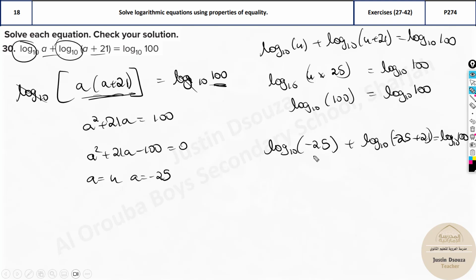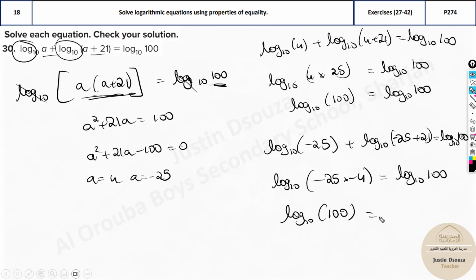In log, you can't have negative numbers inside, right? So this is undefined. But the problem is if you use the rules of log, it'll be negative 25 times negative 4, which is equal to log base 10 of 100. Now, practically this is true, isn't it? Minus times minus becomes plus, 100 equals log base 10 of 100. This is the dilemma. Now here you're getting the correct answer, it's equal. No, it's wrong. Why? Because you had log of negative 25 and negative 4, which is undefined. So this is the extraneous solution.